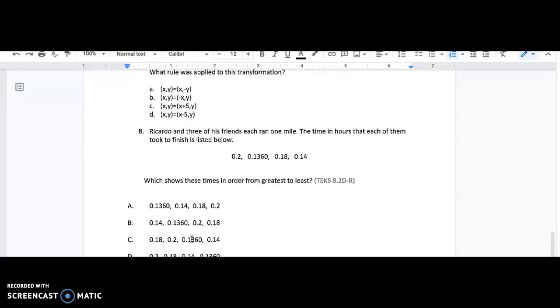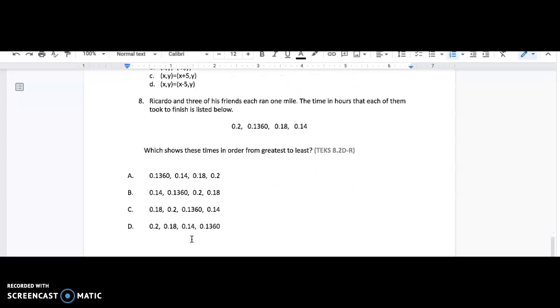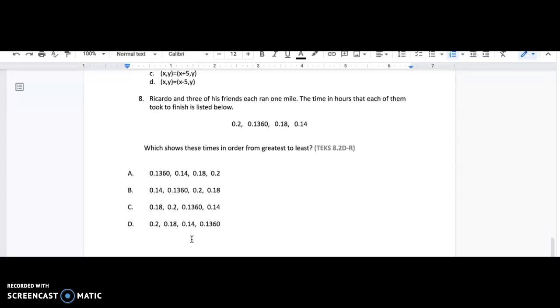All right, let's do the last one. This is a greatest to least problem. This was a straightforward problem. This answer would have been D. Nothing complex or complicated on that.